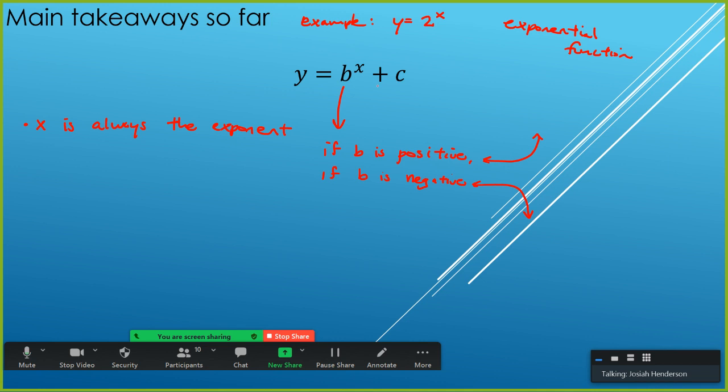And then yesterday we looked at adding a number or subtracting a number like this. So the plus c pushes the graph up or pulls it down that number of units, c units. I'm going to separate these.